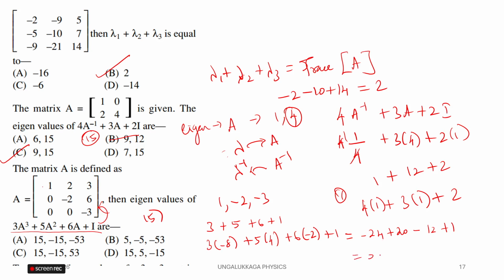Which is minus 24 plus 20 minus 12 plus 1. I think I made a mistake: 8 threes are 24, minus 12, so minus 36 plus 20, which gives minus 15. So we have 15 and minus 15. Because 15 and minus 15 are there, obviously these two options are not valid. So we have to find for this third one.